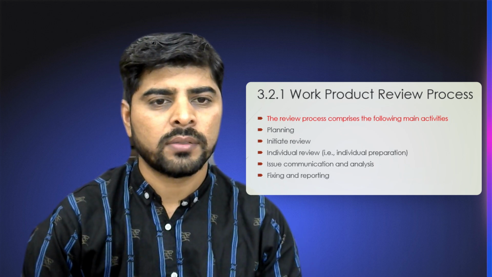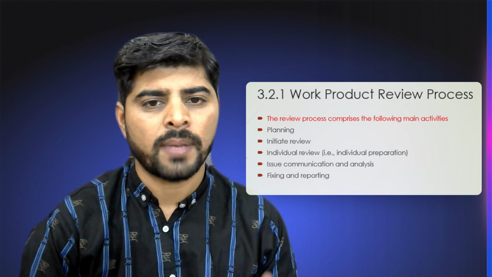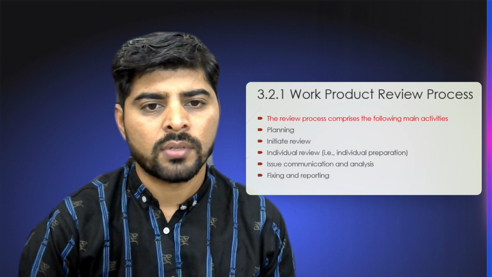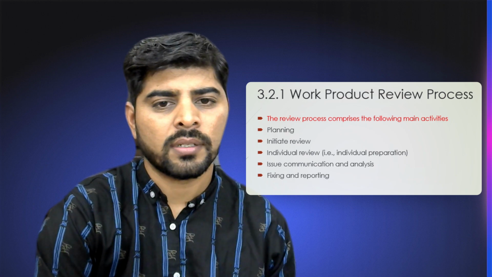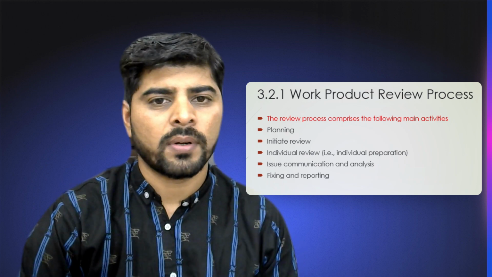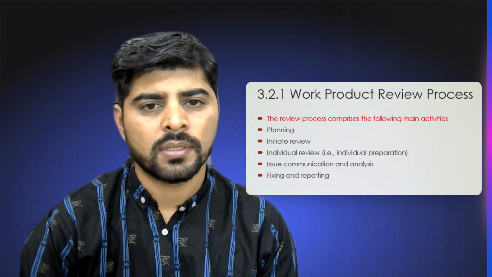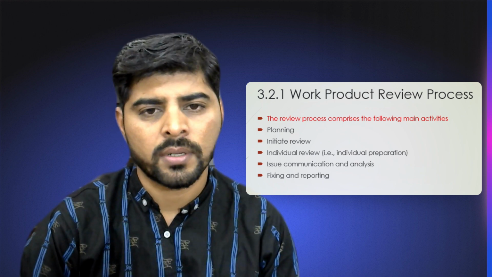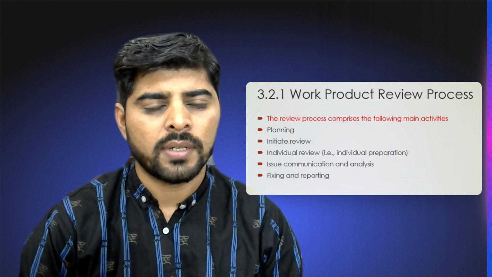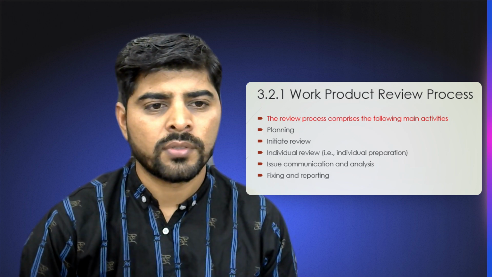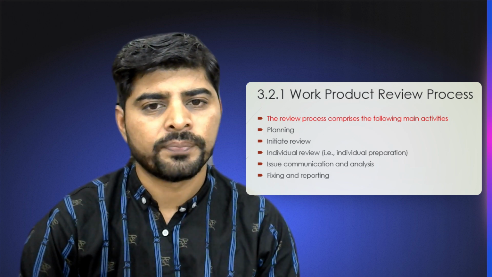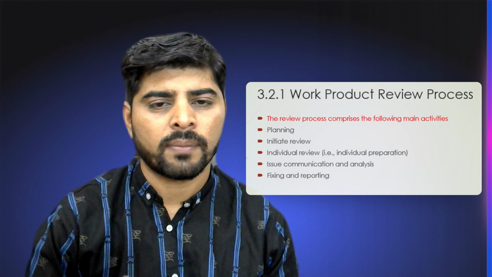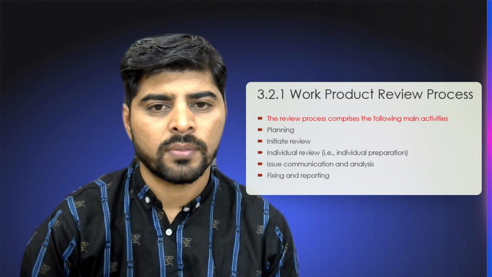In the formal review process, planning, initiation, individual review, issue communication and analysis, metrics collection, fixing and reporting are very important. We have a very formal procedure when we are doing inspection, because inspection is a more formal review process. When we are doing other review techniques, it is not as important. So in the informal case, we do not need to do upfront planning, we do not need to initiate the review process.